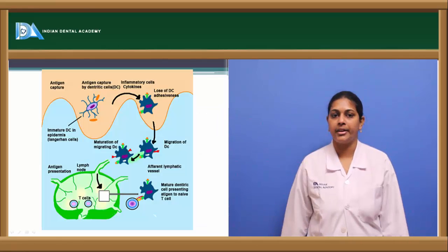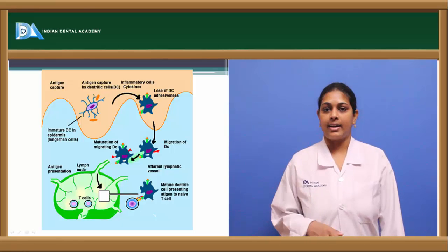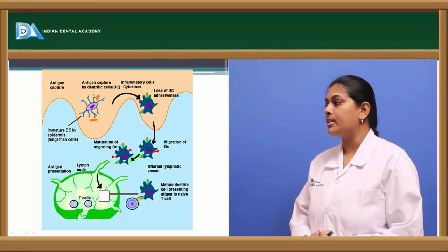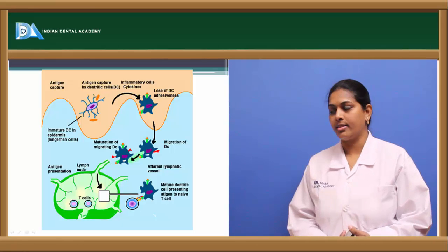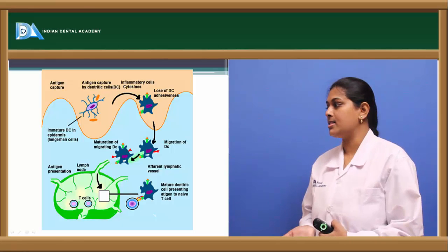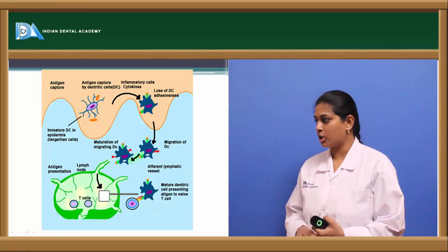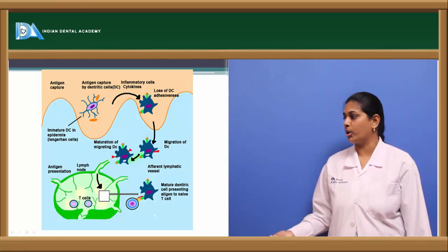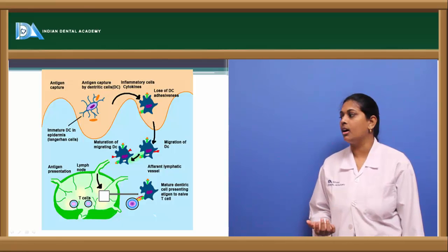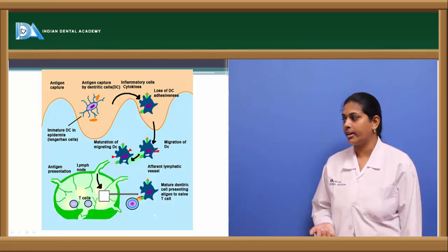And the dendritic cells, which are present within the epithelium, are immature cells and are known as Langerhans cells. When an antigen is adapted to an epithelium, this antigen is captured by this immature dendritic cell, or the Langerhans cell. Once this antigen is captured by this dendritic cell, as shown in the picture, there is release of the cytokines. By the release of the cytokines, there is loss in the adhesiveness of the dendritic cells.